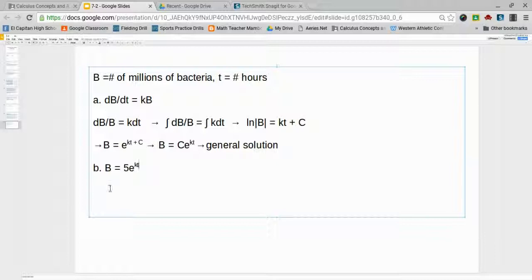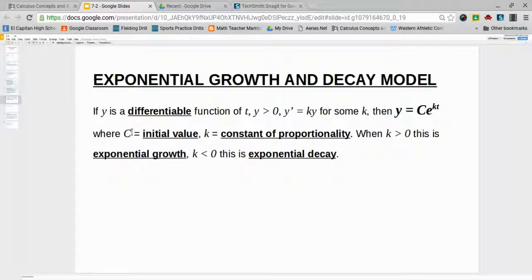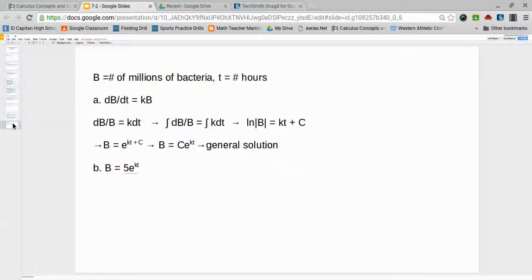And if you wanted to check and make sure that I was right, you can substitute 0 for t, and then b would be 5 from the initial value, because when it first started, the time was 0 hours and bacteria was 5 million. So you can check that if you want, but I'm just going to use that from here, knowing that C is my initial value. Okay.